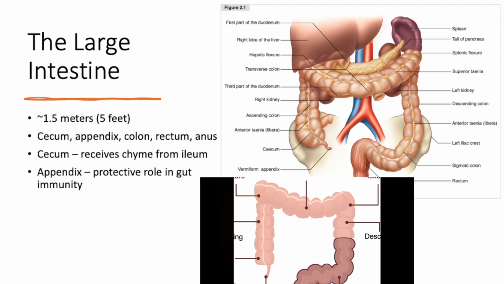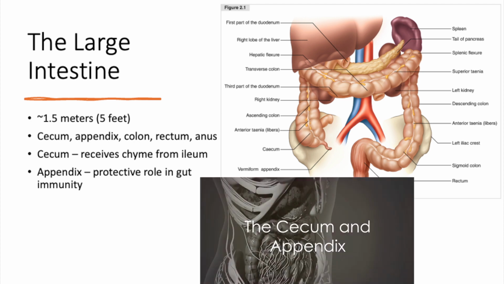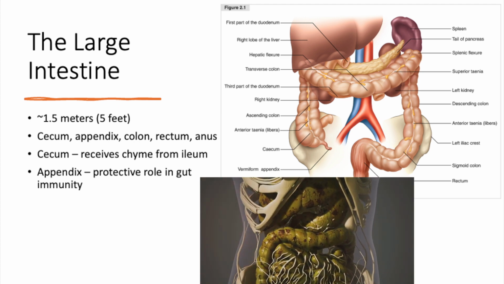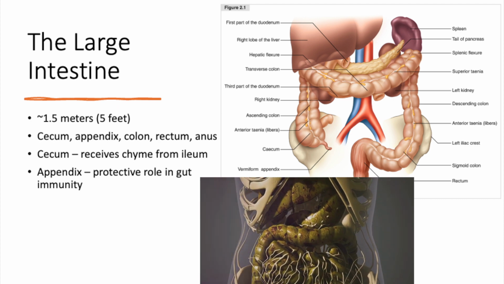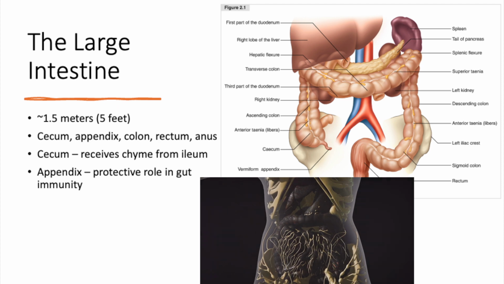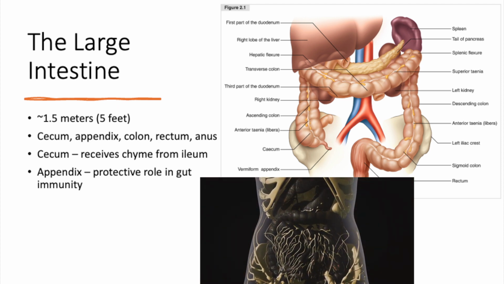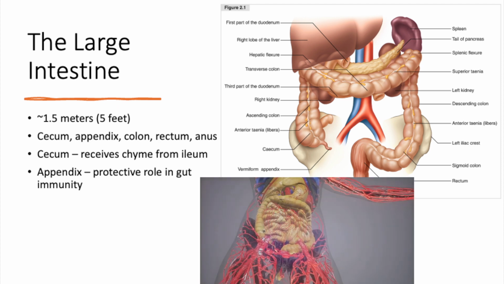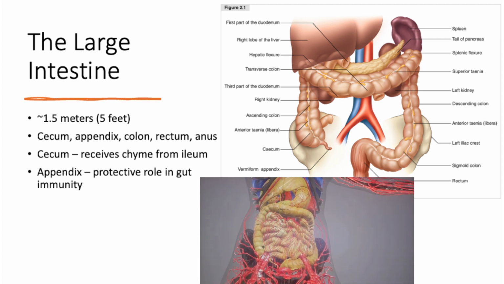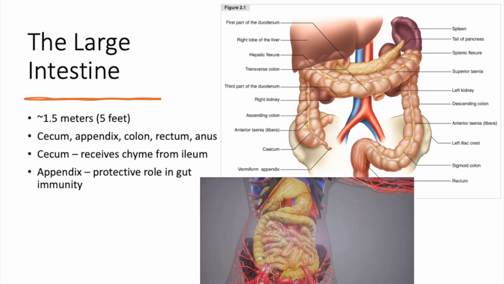The first portion of the large intestine is the cecum, which receives chyme from the ileum through the ileocecal valve. It is located intraperitoneal. This pouch connects to the appendix on the right side of the body. The appendix is often known as a vestigial organ, or one that has little to no function in the body.